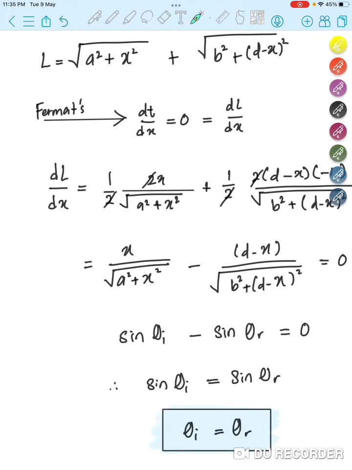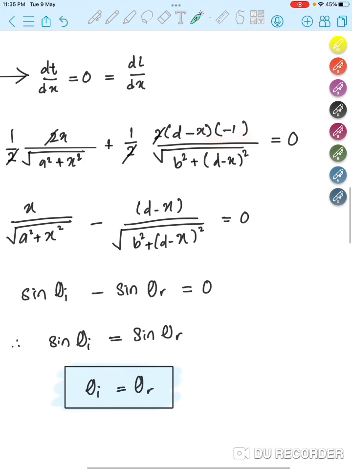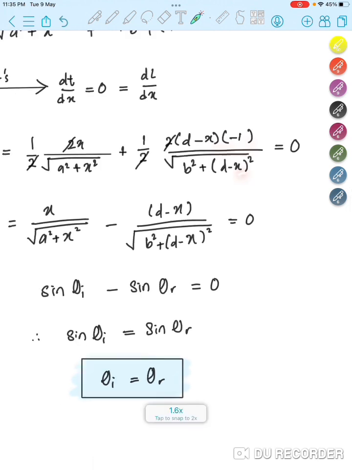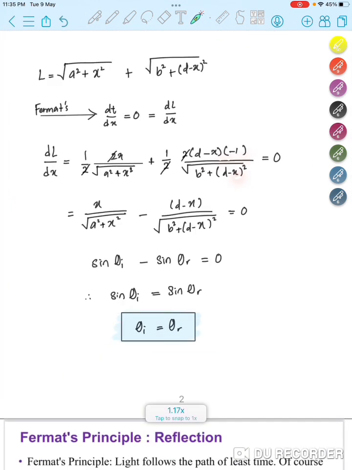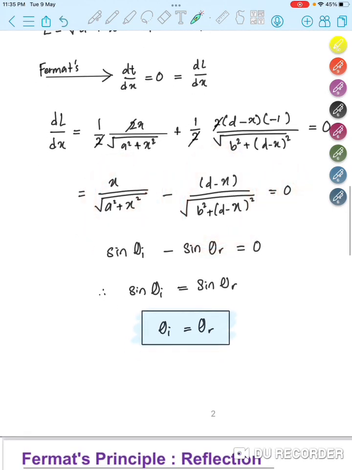The derivative of L with respect to x is 1 over 2 times 2x over square root of a squared plus x squared, plus 1 over 2 times (d minus x) times negative 1 over square root of b squared plus (d minus x) squared. And then we can cancel these 2 and we will get this minus this equal to 0.